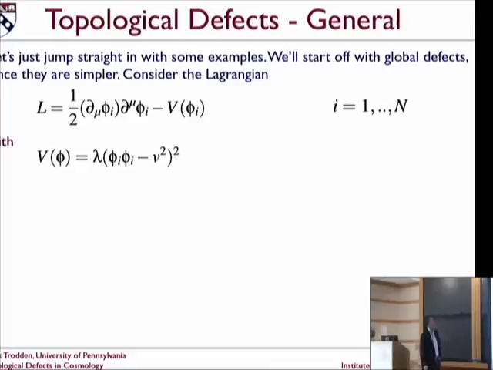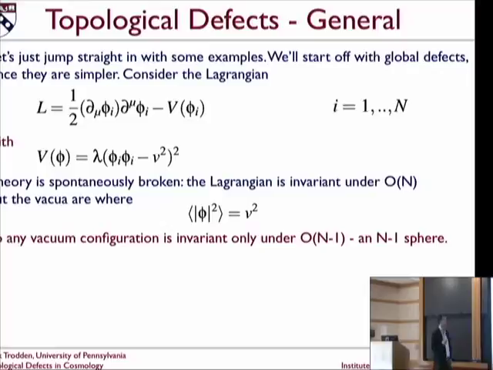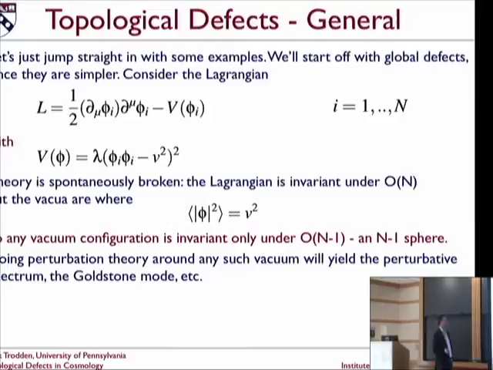If I have a structure like this, then the theory is spontaneously broken. The Lagrangian here is invariant under an O(n) symmetry, but the vacua are where the modulus of phi squared becomes v squared. Any vacuum configuration where this is realized is invariant only under O(n minus 1). So the vacuum of the theory is an O(n minus 1). If you do perturbation theory around any vacuum like that, you'll get the same perturbative spectrum. Your collider phenomenology doesn't care about any of this nice structure.